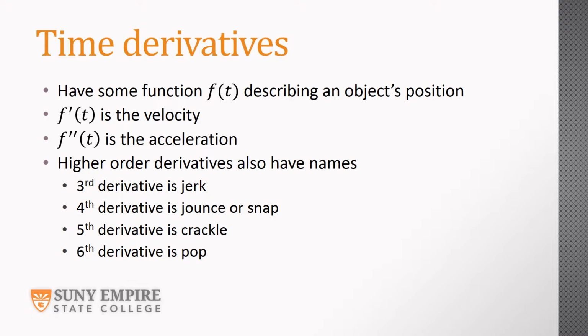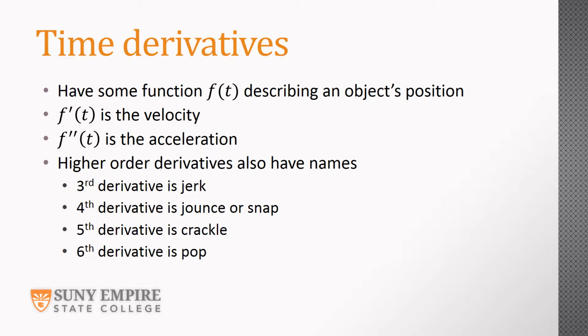The third derivative is called the jerk. The fourth is either called the jounce or the snap. The fifth is the crackle, and the sixth derivative is the pop. While these derivatives have fun names, they are not used often in actual application problems.